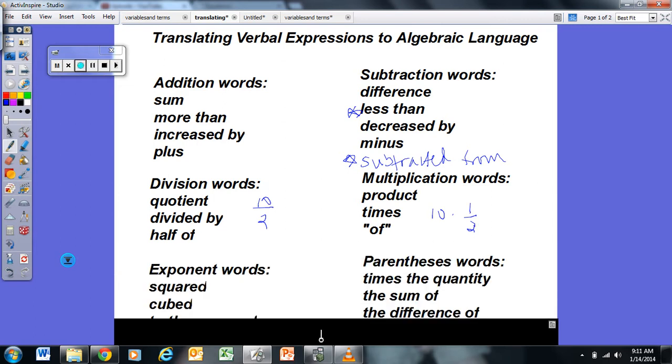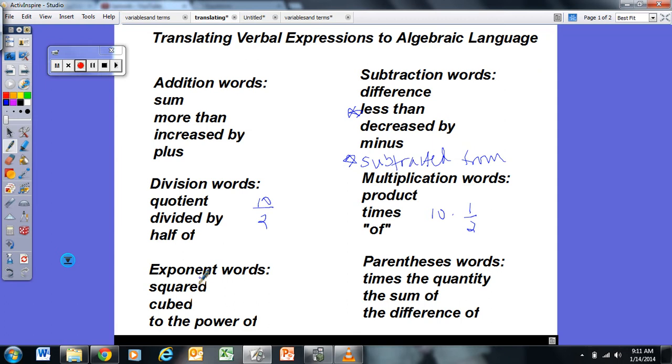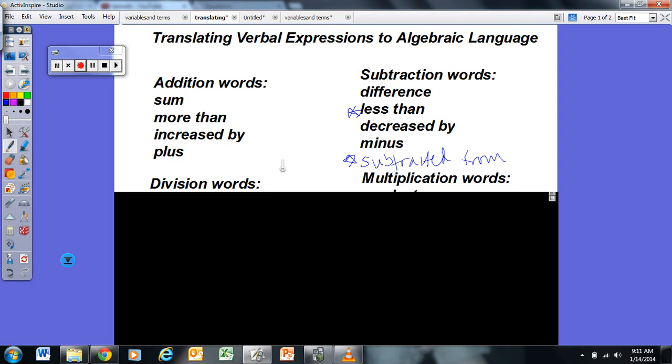And then the last two sections, exponent words are squared, that's to the second power, cubed to the third power. To the power of means like 3 to the power of n would be 3 to the nth power. These are really important, the parentheses words. Those are the ones that get people. So let's try an example on the next page. Let's bring this back up.